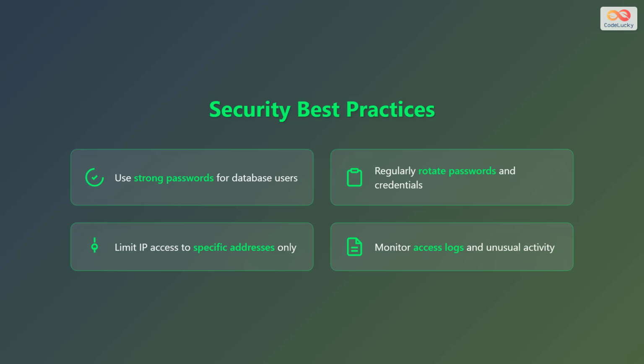To maintain a strong security posture for your MongoDB Atlas deployment, follow these best practices. Use strong passwords for database users. Regularly rotate passwords and credentials. Limit Internet Protocol access to specific addresses only. Monitor access logs and be aware of any unusual activity.